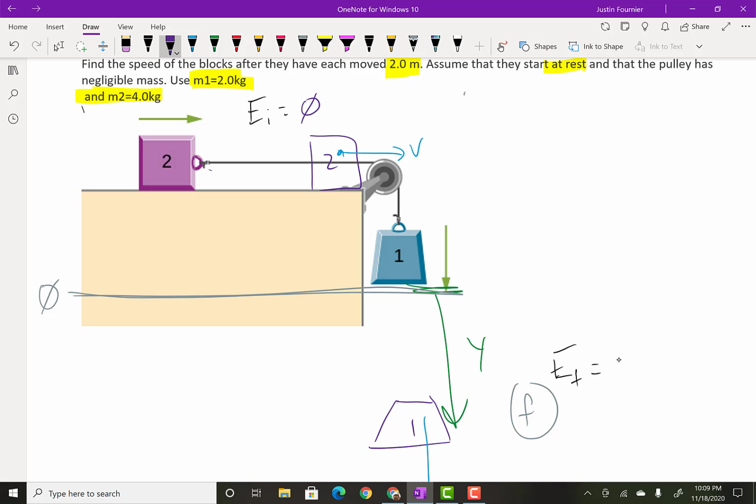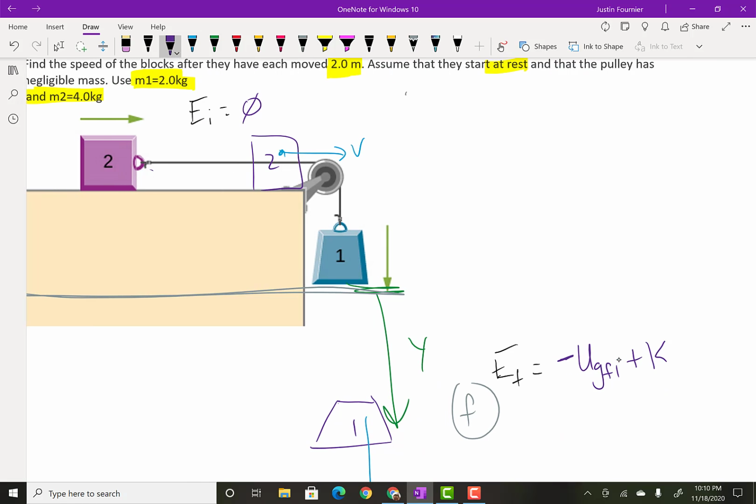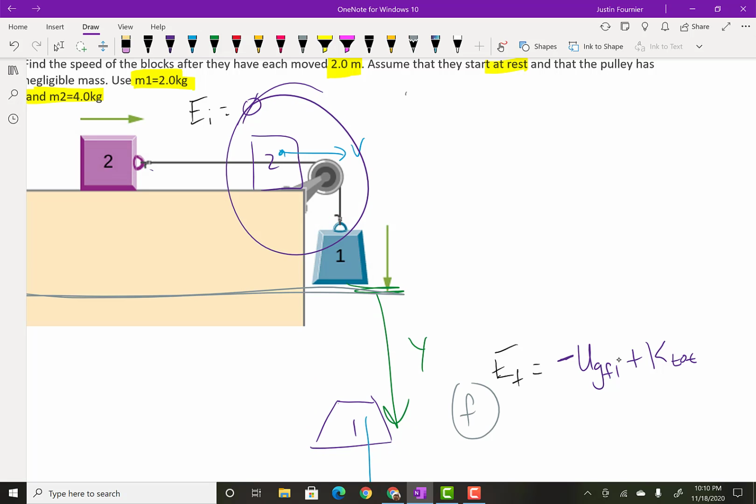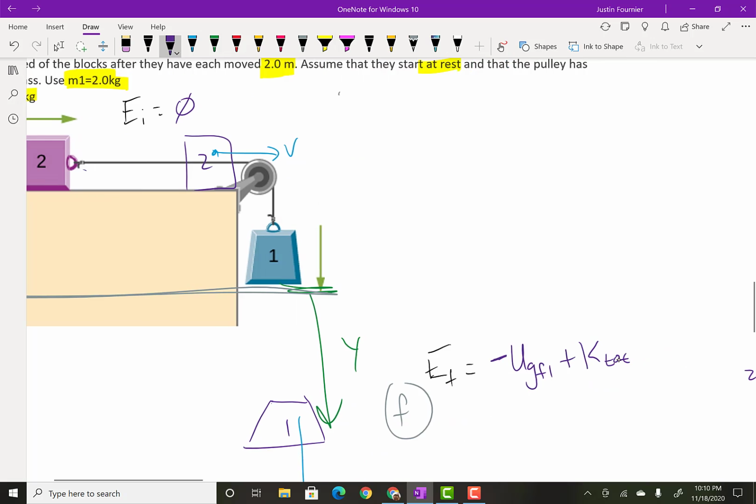So I'm going to say at the end, I've got negative gravitational potential energy for block 1, right? But then I'm going to add that to the total kinetic energy at the end, because both blocks gain kinetic energy. Basically, the potential energy that block 1 loses is equal to the kinetic energy that both block 2 and block 1 gain, right? That's kind of the idea that I'm getting at here.